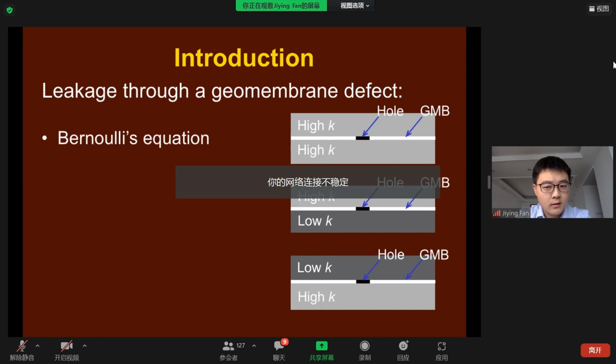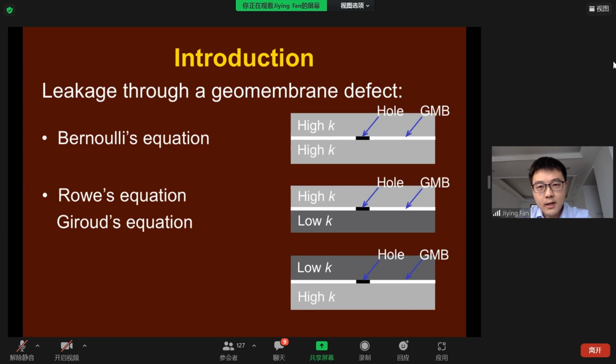And in the second application, there's a high permeable layer above the geomembrane and a low permeable layer below the geomembrane. This is to simulate the application of geomembrane in landfill. Leakage through any geomembrane defect in this application can be predicted by Rowe's equation or Giroux's equation.